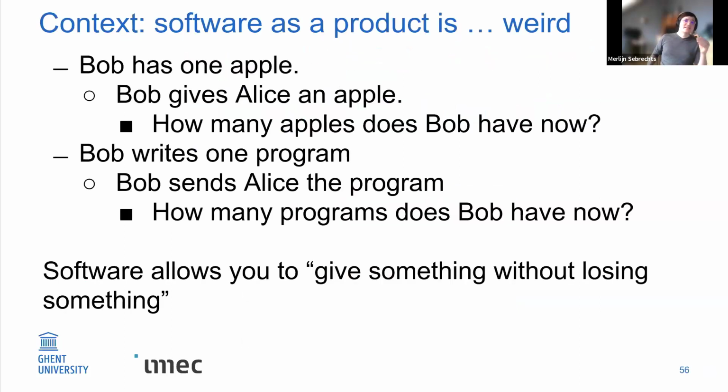One of the reasons is that software as a product is weird, because let's compare it with an apple. If Bob has one apple and Bob gives that apple to Alice, then Bob has 0 apples and Alice has 1 apple. But if Bob writes a piece of software and gives it to Alice, then Bob has 1 piece of software and Alice has 1 piece of software. Basically, software allows you to give something without losing something.